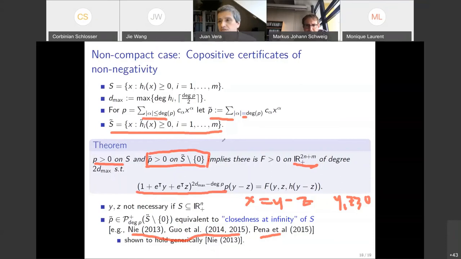Okay. And then this assumption here is known to hold generically. So Nie showed in 2013 that this assumption holds generically. So this theorem will hold generically on semi-algebraic sets S. But of course we also have some counterexamples where it doesn't hold, because it's just generic, it's not for all semi-algebraic sets. Okay. And I have plenty of time for questions.